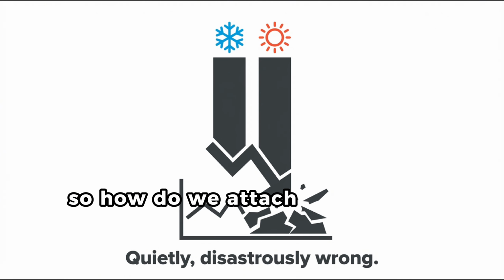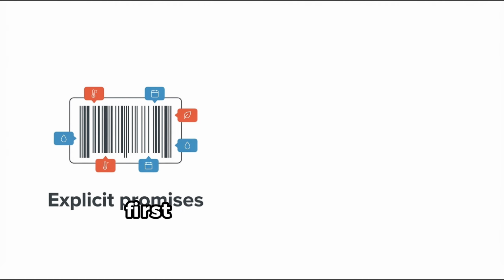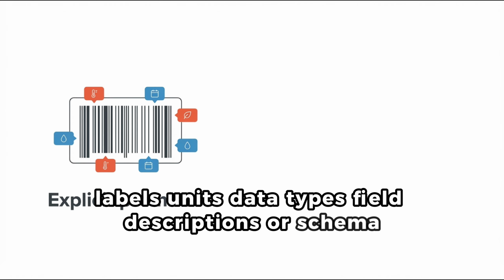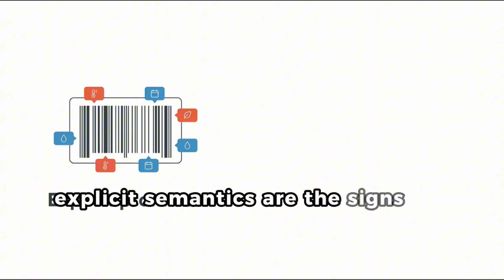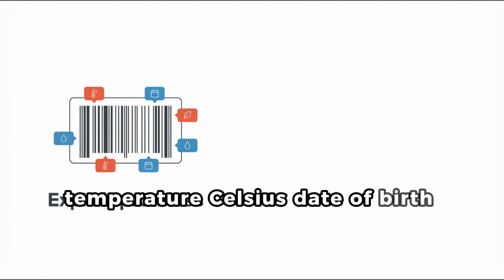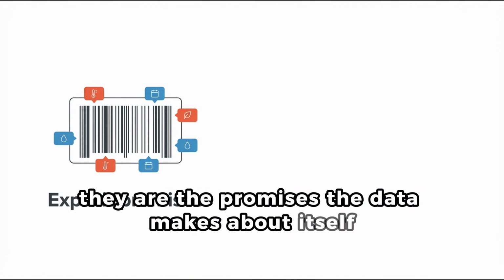So how do we attach meaning to data? There are two broad mechanisms. First, explicit semantics: the things we write down as metadata, labels, units, data types, field descriptions, or schema. Explicit semantics are the signs we intentionally leave: temperature Celsius, date of birth, customer ID. They are the promises the data makes about itself.